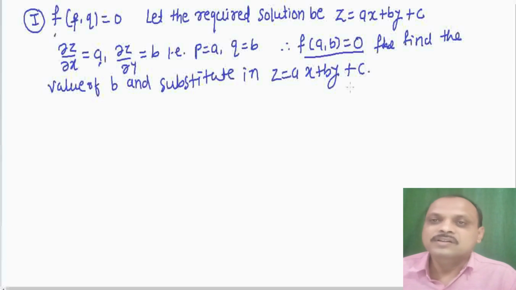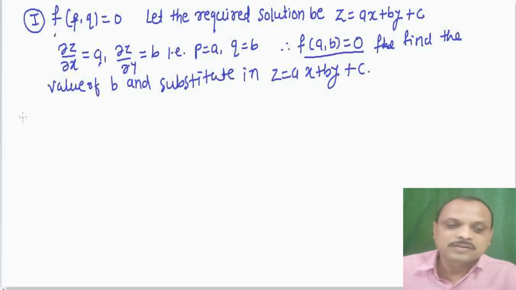This is the method. We have assumed that the required solution is z equal to ax plus by plus c. Then we get p equal to a, q equal to b. We substitute these values of p and q in the given relation, and from that relation determine b in terms of a and put that value in the required solution. That will be the solution of the given equation. So let us see the example.